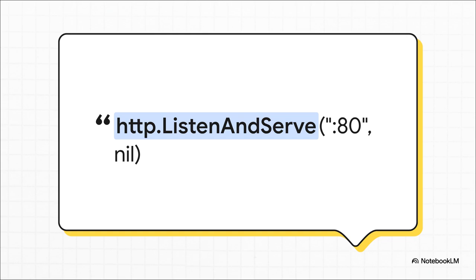And you guessed it, this is also just one single powerful line of code. The function is http.ListenAndServe, and it does exactly what it says on the tin. It starts listening for those connections on port 80, and it serves them using the handlers we just set up. This one function call is what flips the on switch for the entire server.